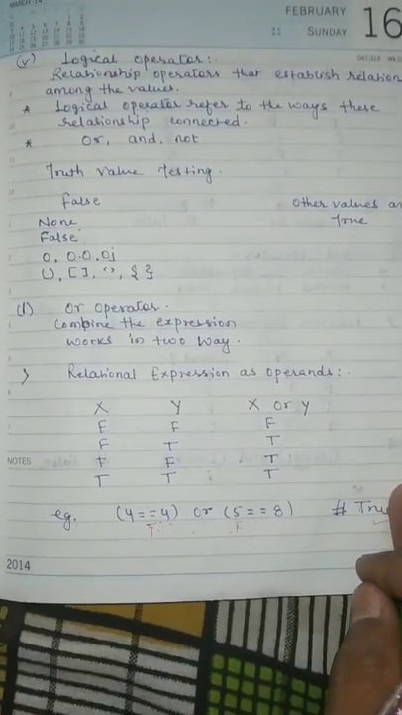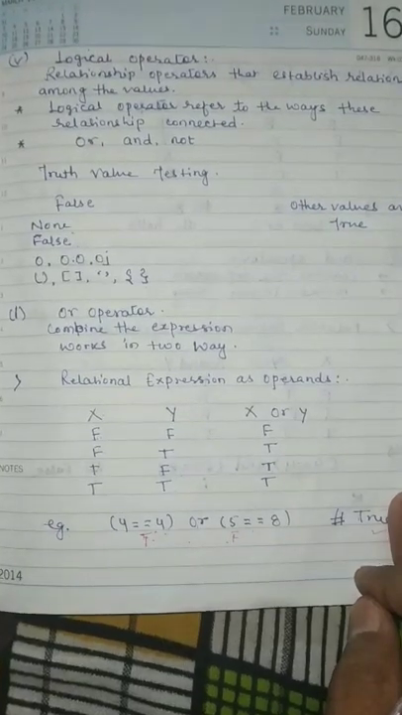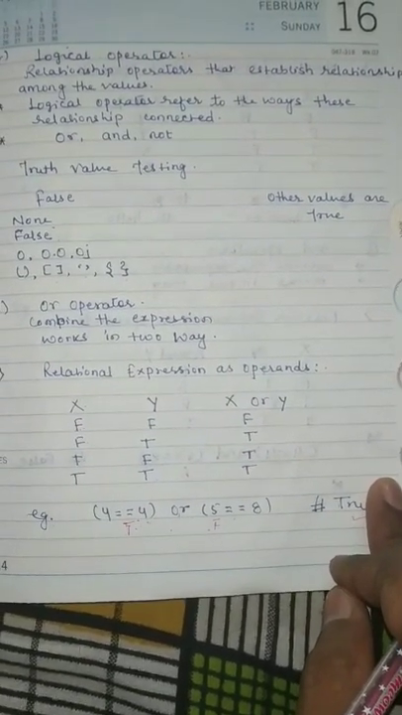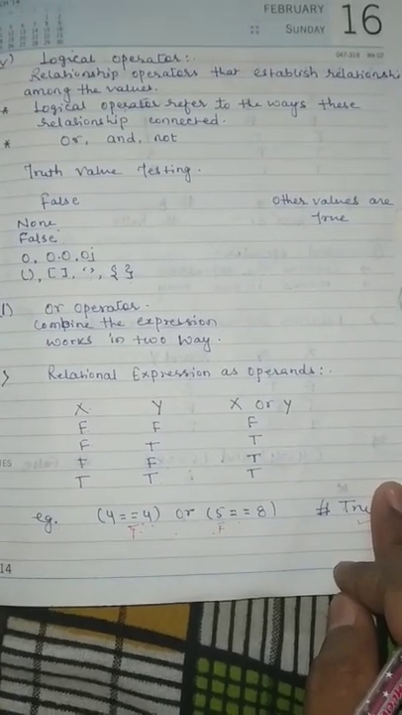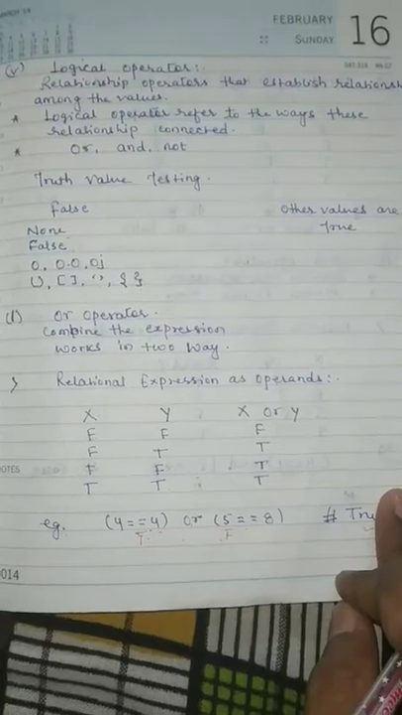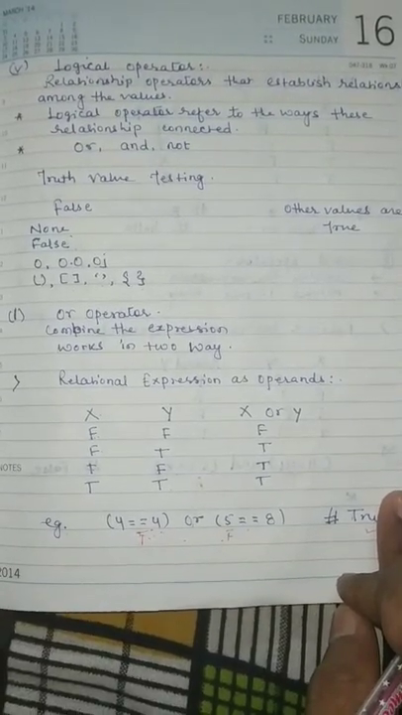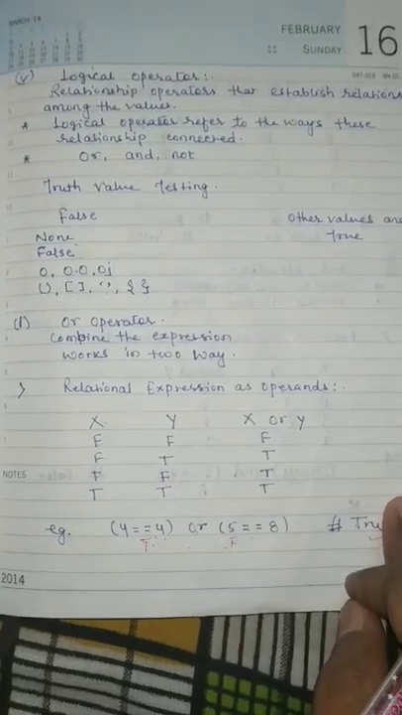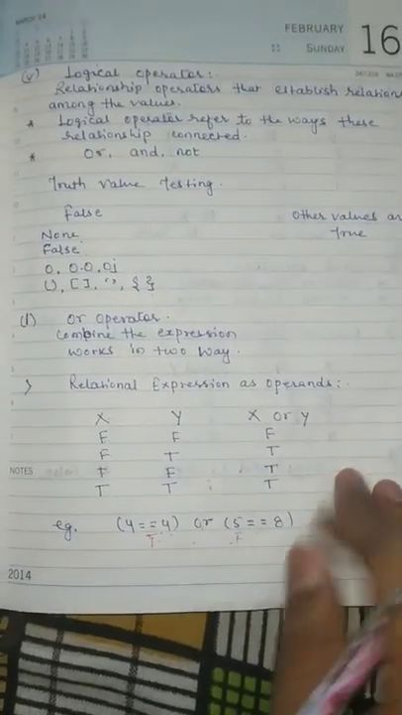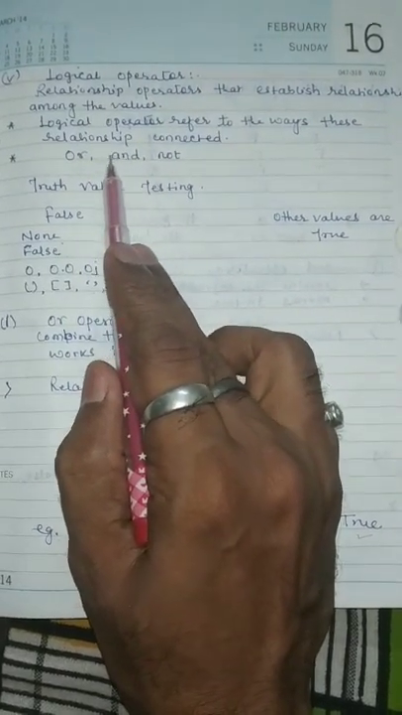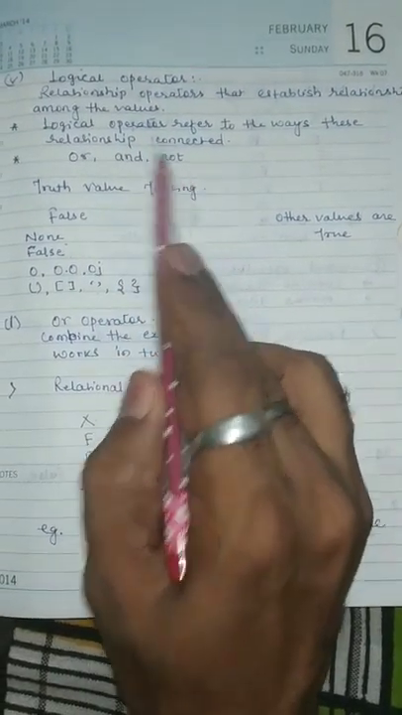Students, in the continuation of operators, the next operator is the logical operator. Relationship operators establish relationships among the values. Logical operators refer to the ways these relationships are connected. Meanwhile, logical operators check the relationships. Now there are three types of logical operator: or, and, not.